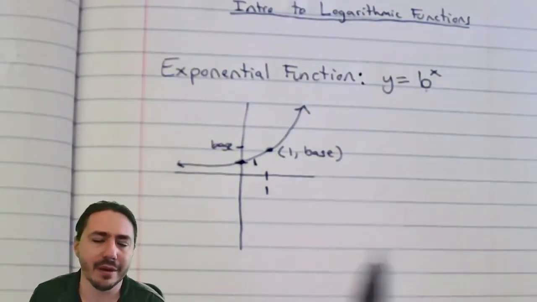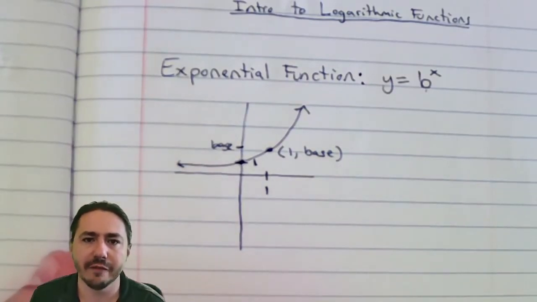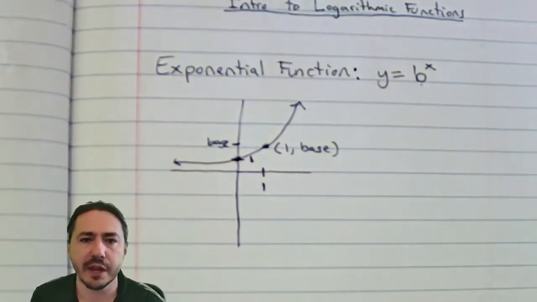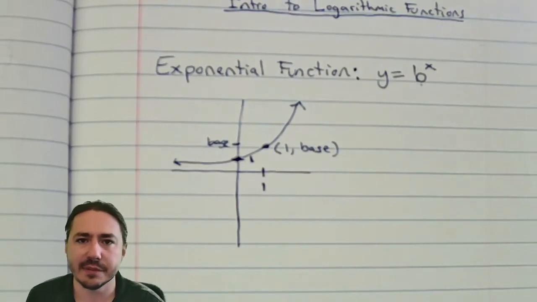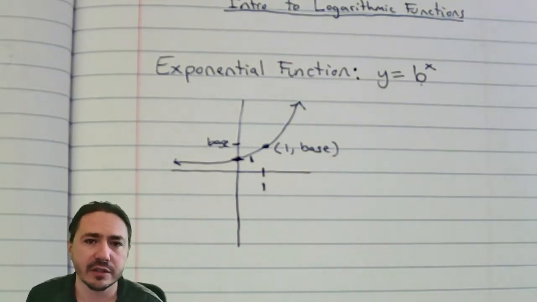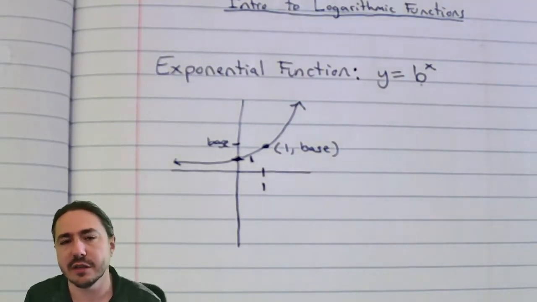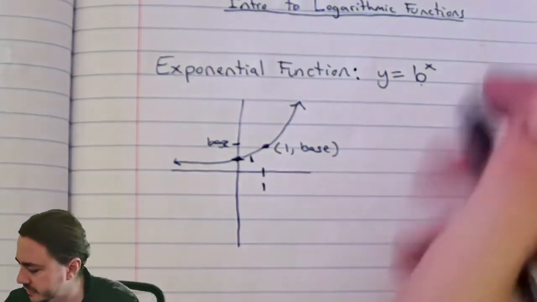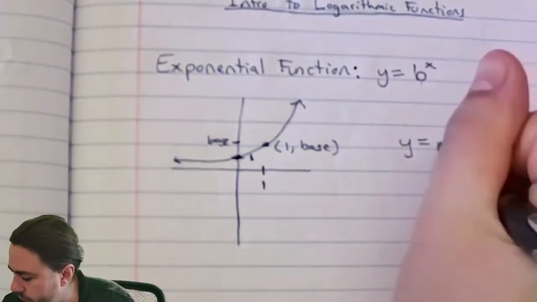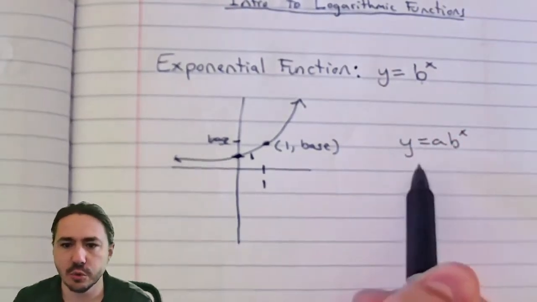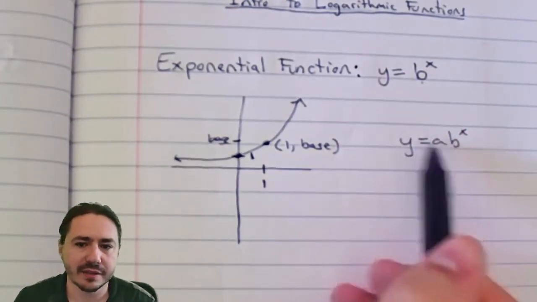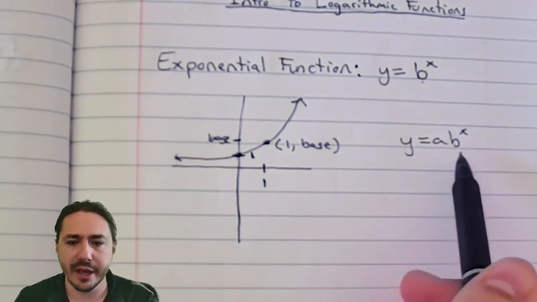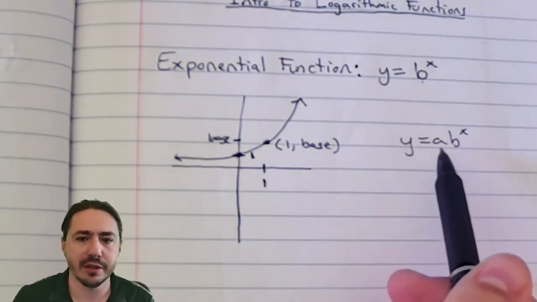There may be occasions where you have transformations on that, but the transformations are going to work exactly the same as they would for the sinusoidal functions and for any other functions you've dealt with transformations in the past. So for instance, let's say you had a coefficient on this function, so you would multiply some number by 2 to the x. Maybe you have something like 3 times 2 to the x.